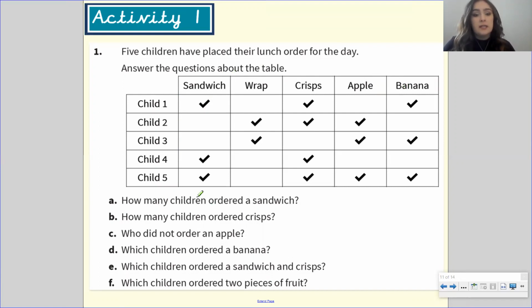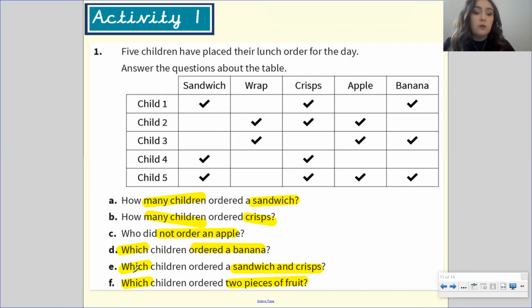So question A says, how many children ordered a sandwich? Question B says, how many children ordered crisps? Question C says, who did not order an apple? Which children ordered a banana? So which of these children here ordered a banana? Which children ordered a sandwich and crisps? And which children ordered 2 pieces of fruit?